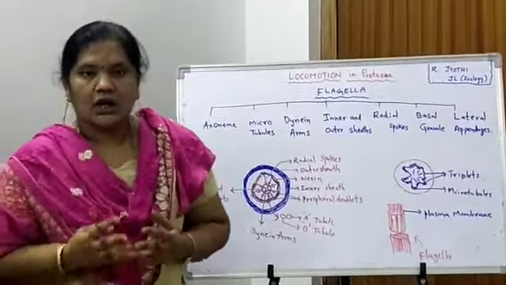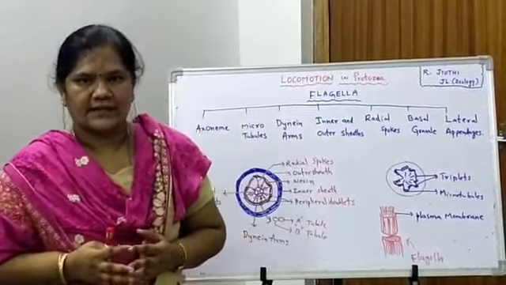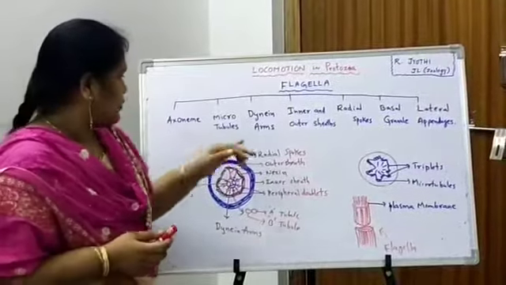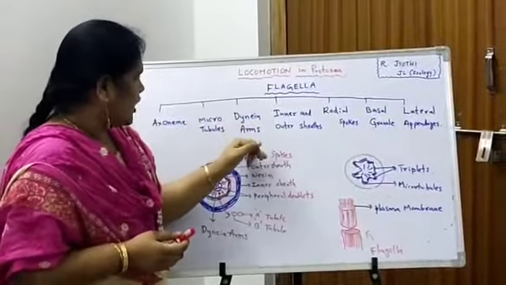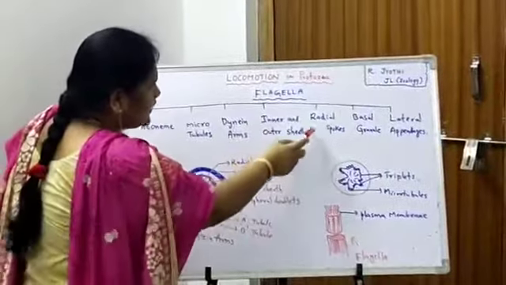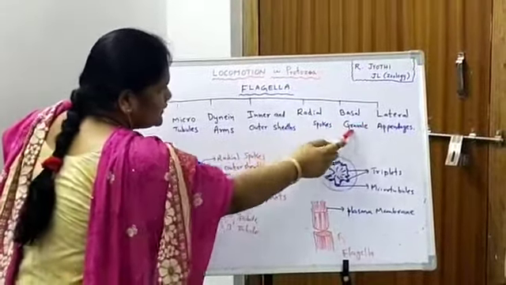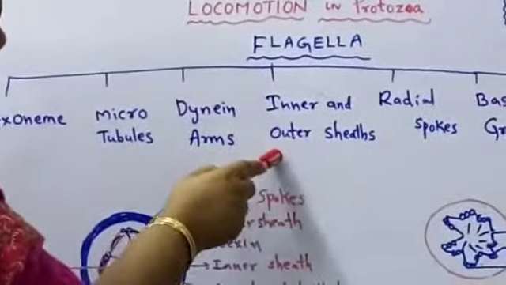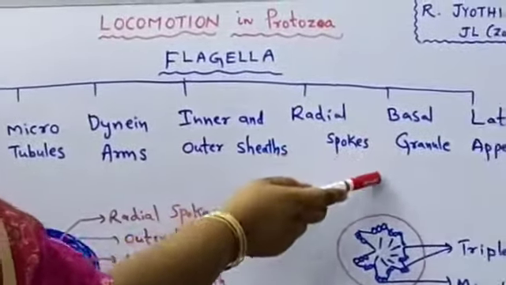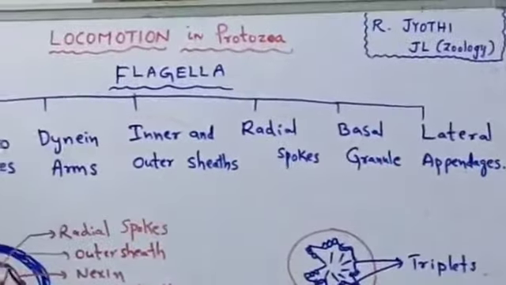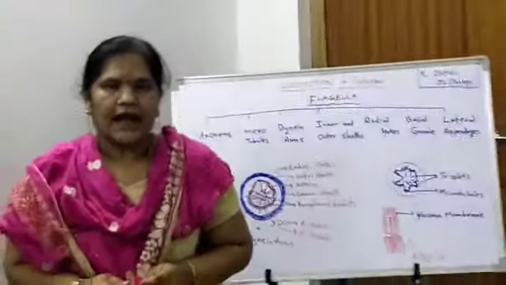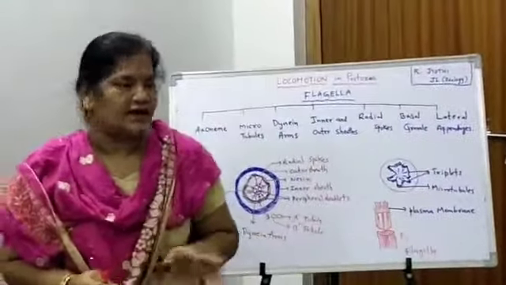The structural components of a typical flagellum include axoneme, microtubules, dyneins, inner and outer sheath, radial spokes, basal granules, lateral appendages. Once again: axoneme, microtubules, dyneins, inner and outer sheath, radial spokes, basal granules, lateral appendages. The first one is axoneme.